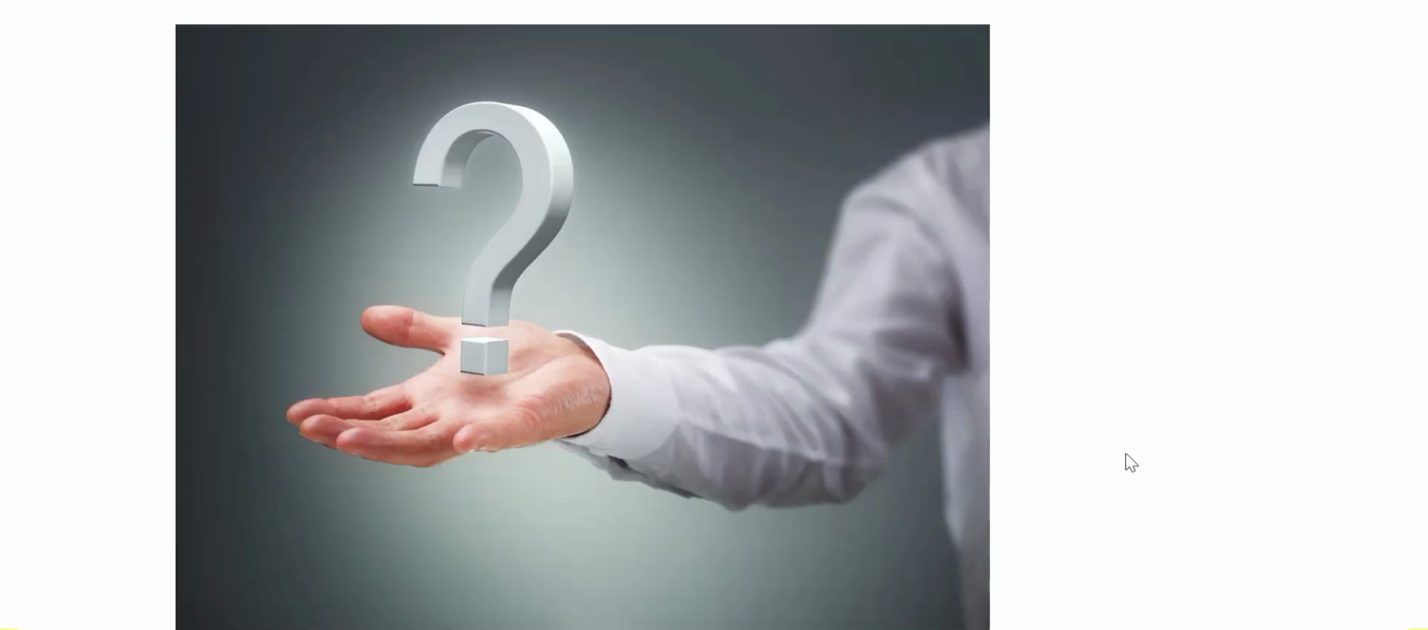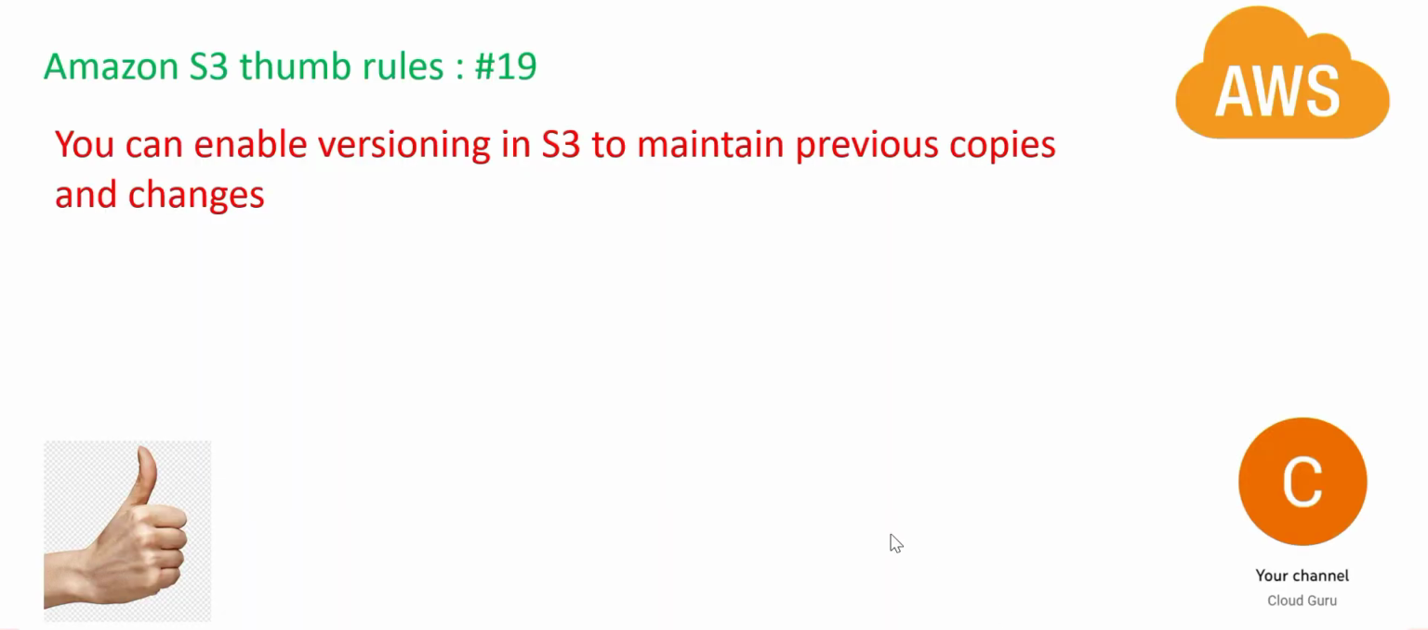Right. Now let's think, in the older days we used to use version control tools like Visual Source Safe or Rational ClearCase and so on. So does S3 support versioning of the objects? Well, the answer is yes, and this is our thumb rule 19.